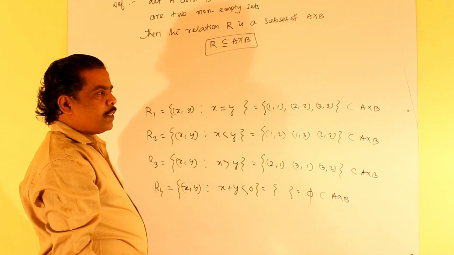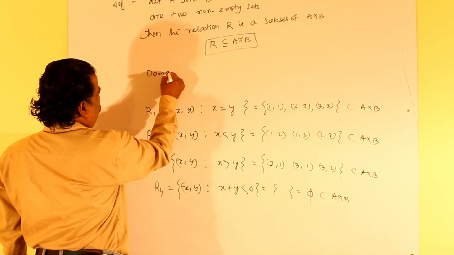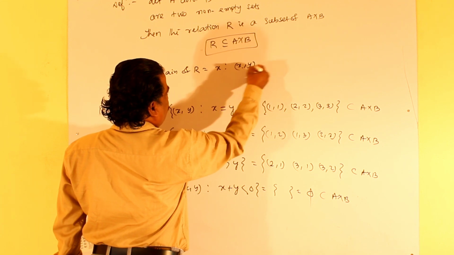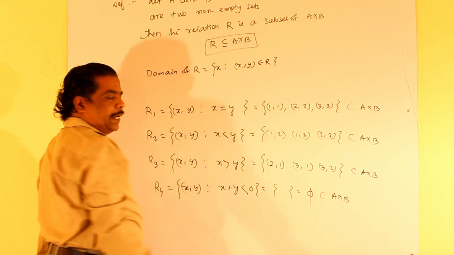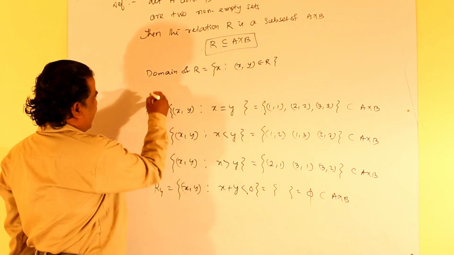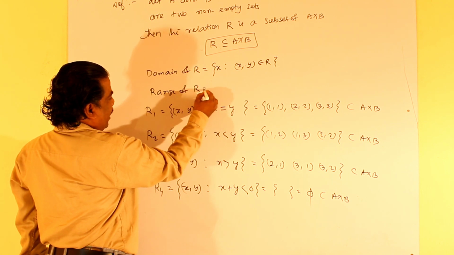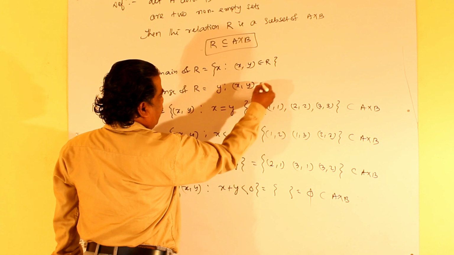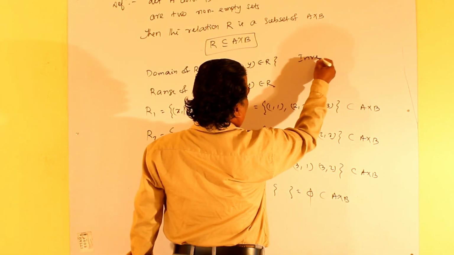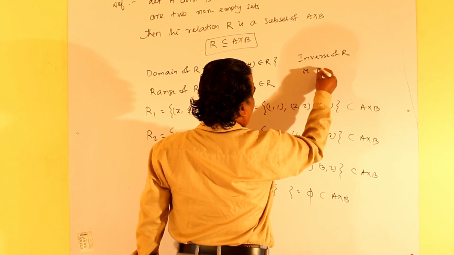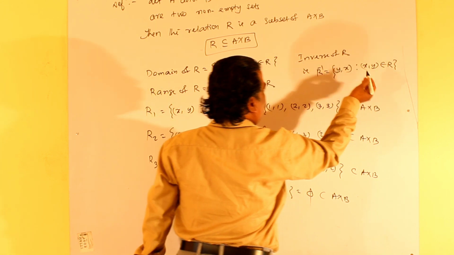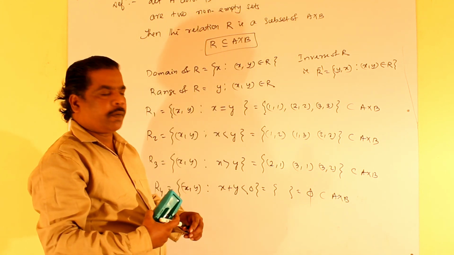Next, we know what is domain. Domain of R is equal to {x such that (x, y) belongs to R}. If the pair (x, y) belongs to the relation, then x is in the domain. Now what is range? Range of R is equal to {y such that (x, y) belongs to R}. Next, what is the inverse of R? R inverse is equal to {(y, x) such that (x, y) belongs to R}. If (x, y) belongs to a relation, then (y, x) belongs to the inverse of the relation.